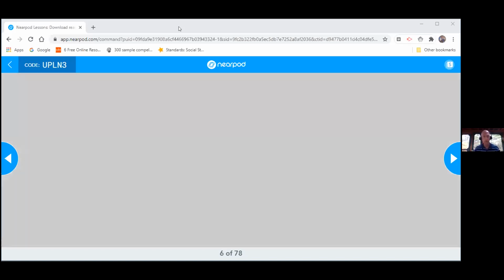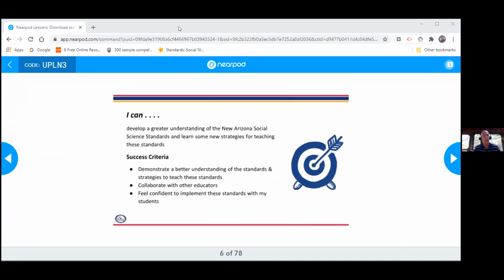Okay, so demonstrate a better understanding of the standards and strategies to teach the standards, collaborate with other educators, feel confident to implement these standards with my students.